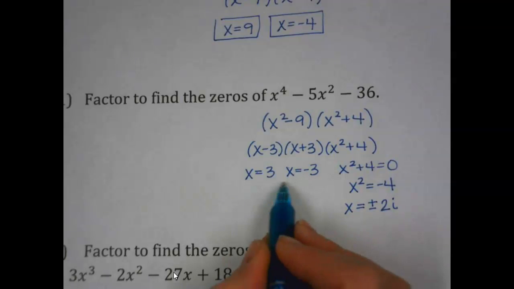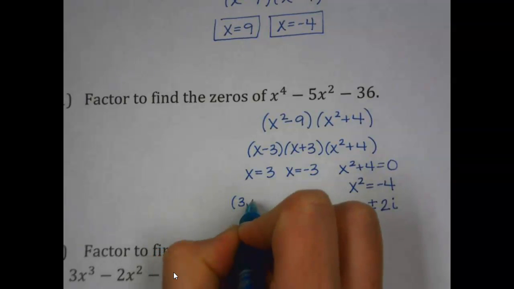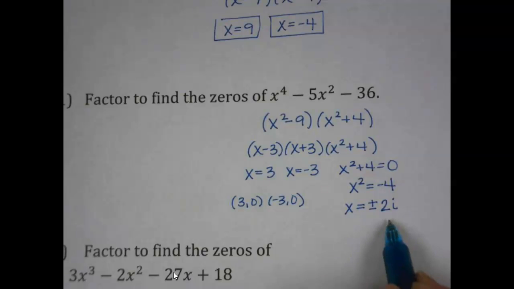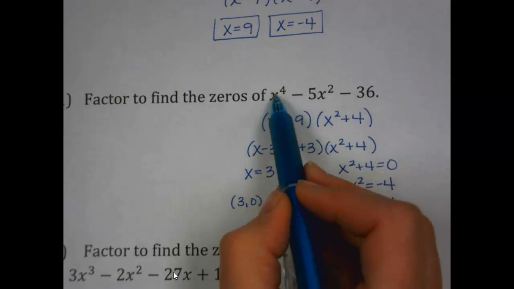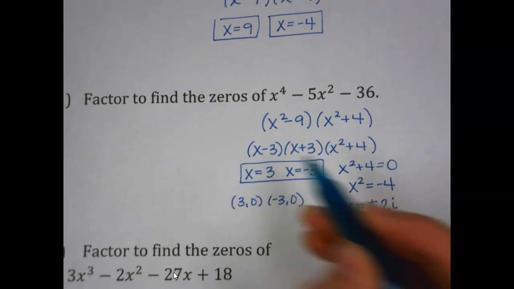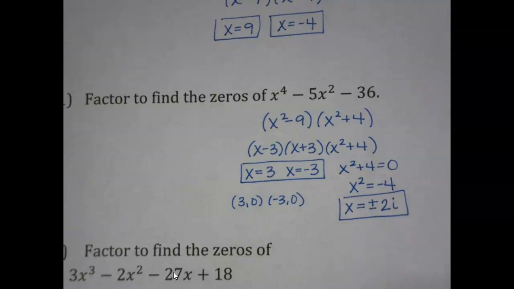So these two zeros represent our two x-intercepts. We'd have x-intercepts at 3, 0 and negative 3, 0. And then we'd have some imaginary zeros at 2i and negative 2i. As a reminder, you always have as many zeros as your degree. So since we had a degree of 4, we have 4 zeros here: 3, negative 3, 2i, and negative 2i.